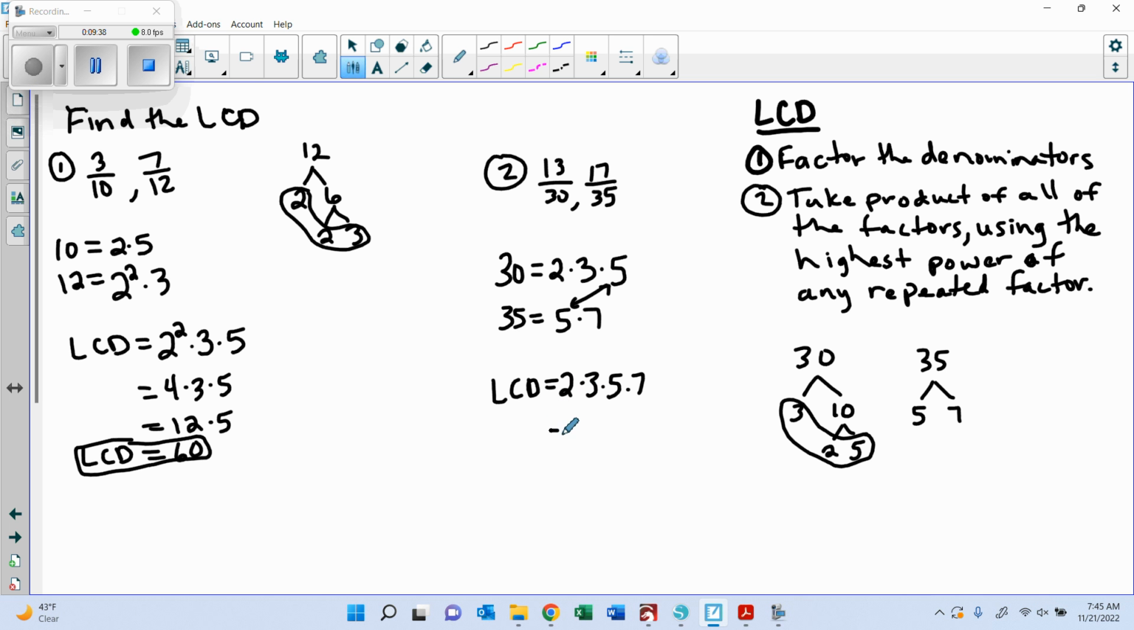So now we can do multiplication to figure out what that is. And remember, we can multiply in any order that we want. So you can do it straight left to right. You can do whatever you want. We'll just go left to right. 2 times 3 is 6. And then we'll have 6 times 5 times 7 then. 6 times 5 is 30. So 30 times 7, 30 times 7 is 210.